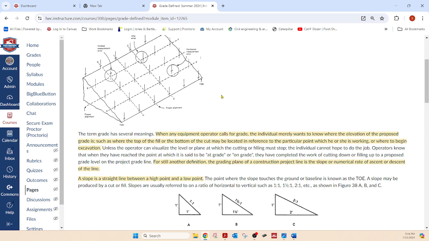So let's talk about the term grade. It says it has several meanings. When any equipment operator calls for grade, the individual merely wants to know where the elevation of the proposed grade is, such as where the top of a fill or the bottom of a cut may be located in reference to the particular point at which he or she is working. So from where they are now, how much deeper do they need to go, or how much higher do they need to fill? Unless the operator can visualize the level or plane at which the cutting or filling must stop, the individual cannot hope to do the job.